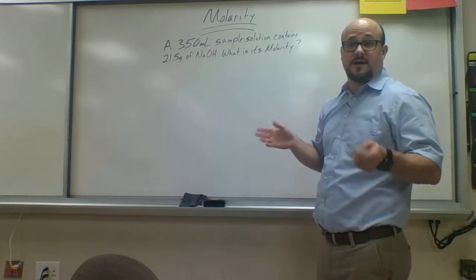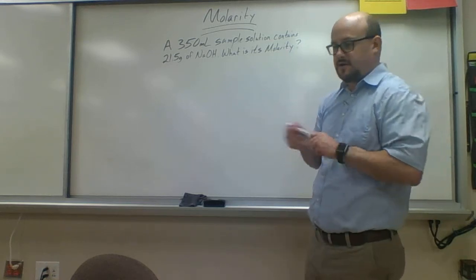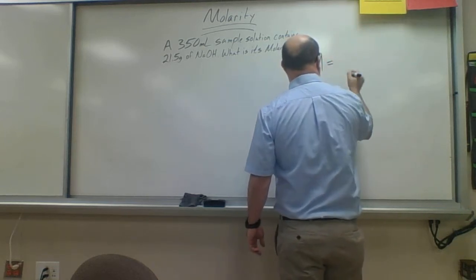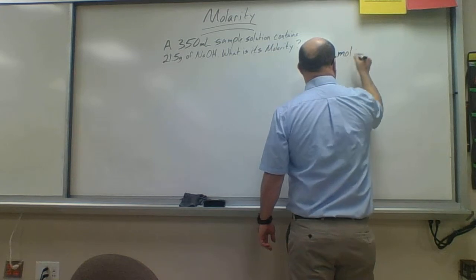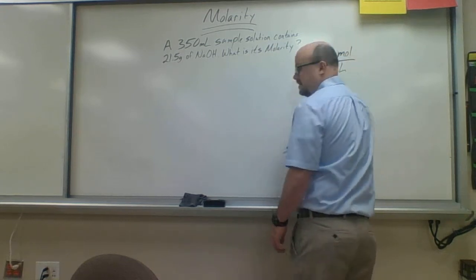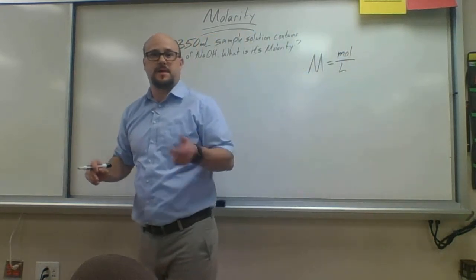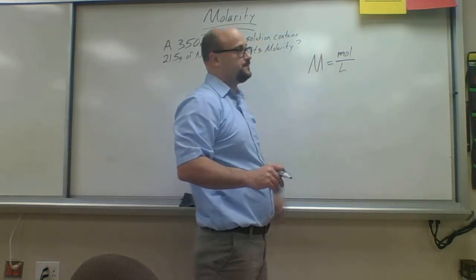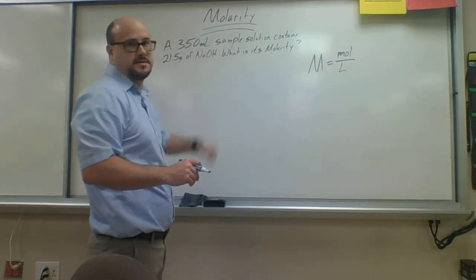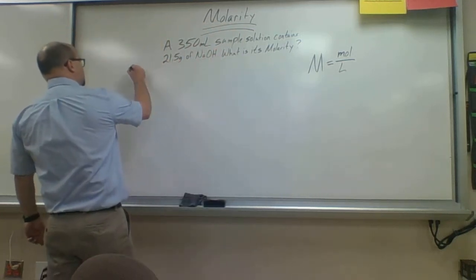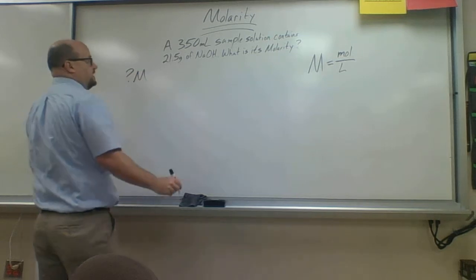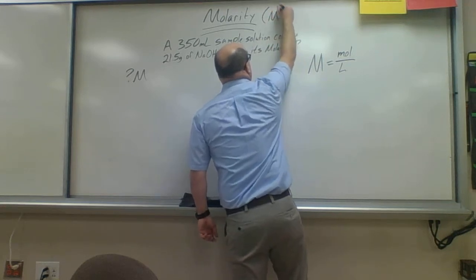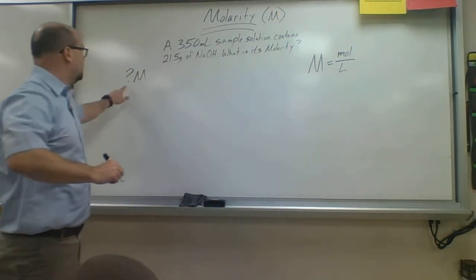First off, we have to figure out what the formula for molarity is. And in this case, molarity is going to equal our moles of our solute over the liters of solution. So in order to calculate molarity, we have to have moles and we have to have liters. Do we have either one of those things? No. So first off, we're looking for molarity. And remember, big M is how we represent molarity. So we're looking for molarity.